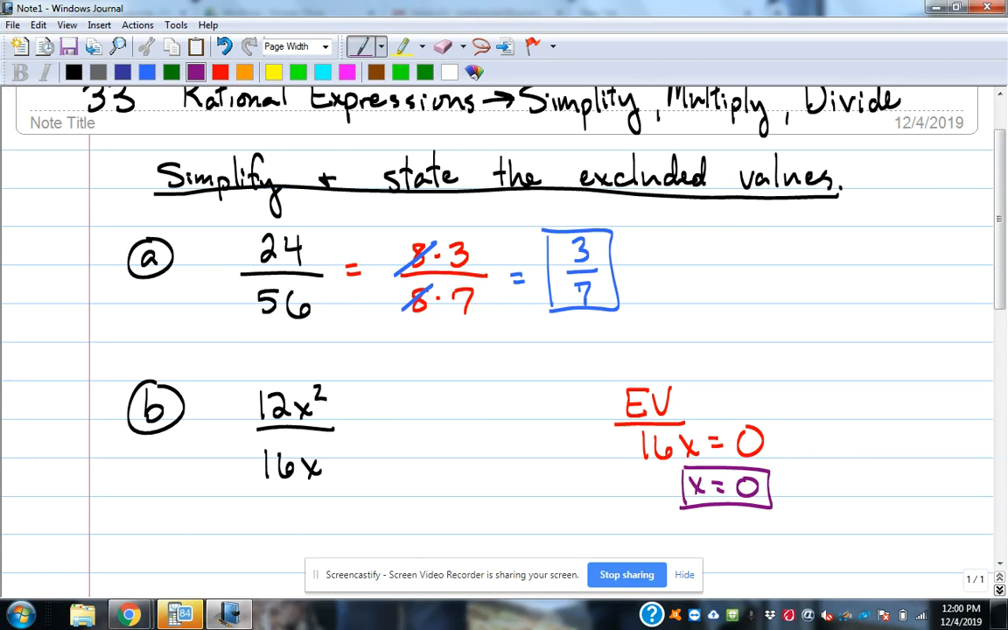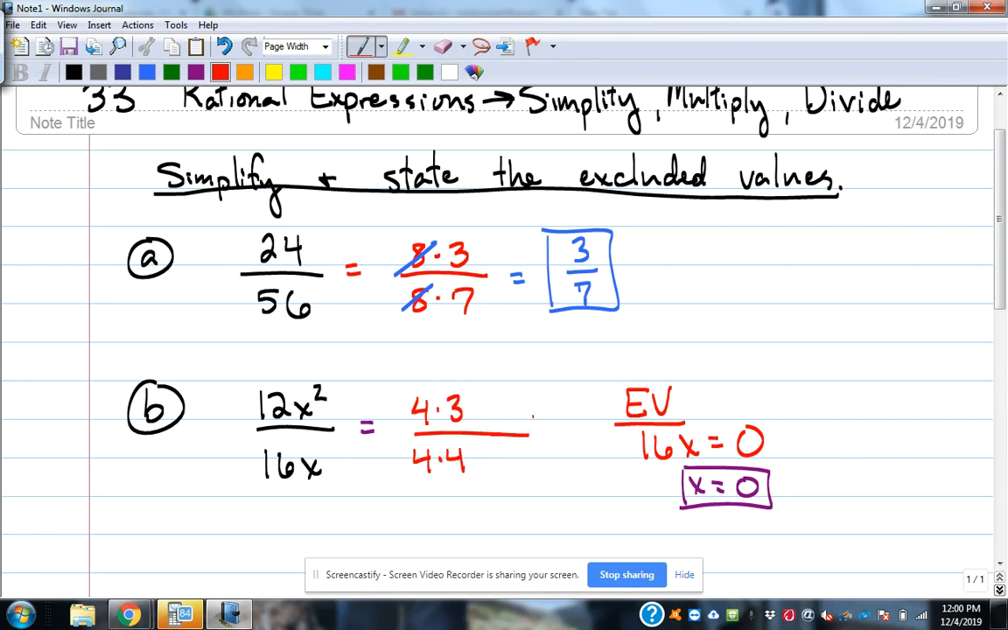This is going to be more important when we get to the equations step, when we're solving equations, because we find answers, and if they match excluded values, we have to throw them out, kind of like we did with the logarithms. Now, the next thing to do after you find your excluded values is actually simplify. So we're going to try to break down that 12 and the x squared and the 16. What do we know about a factor that goes into 12 that also goes into 16? 4 is the biggest one. That's 4 times 3, and 16 is 4 times 4.